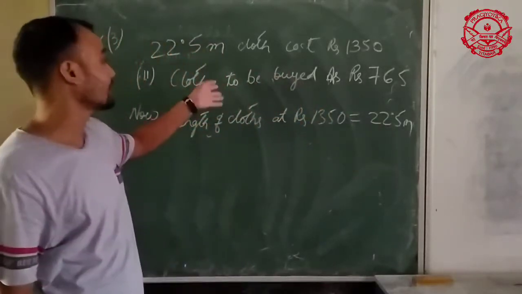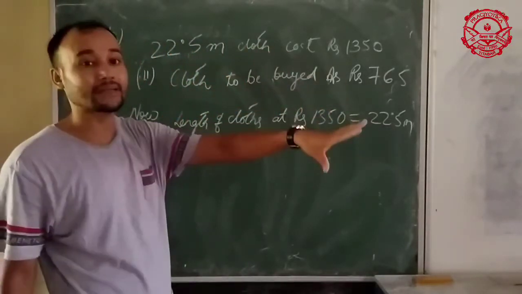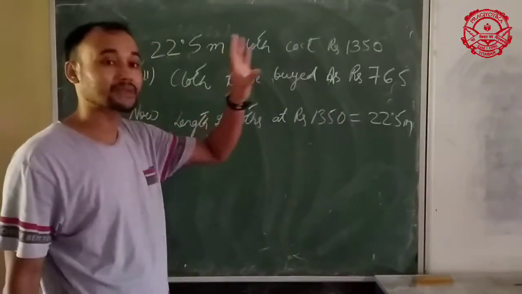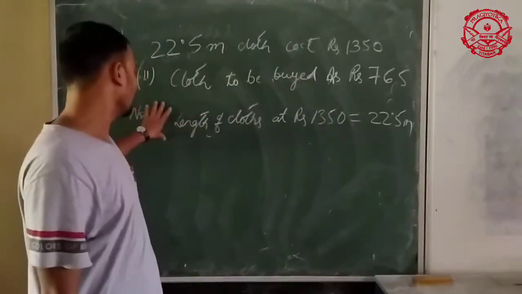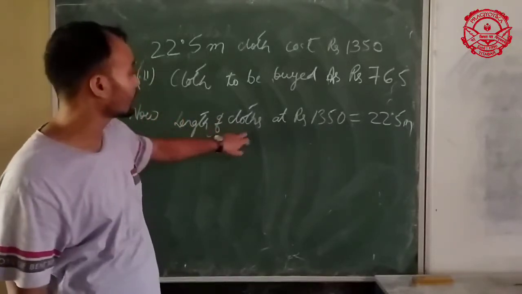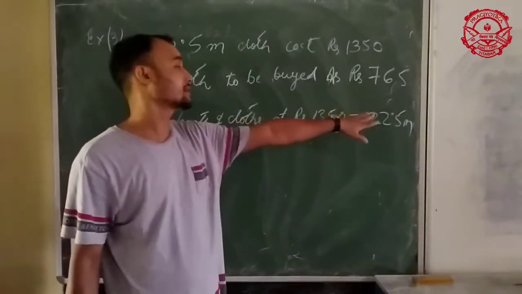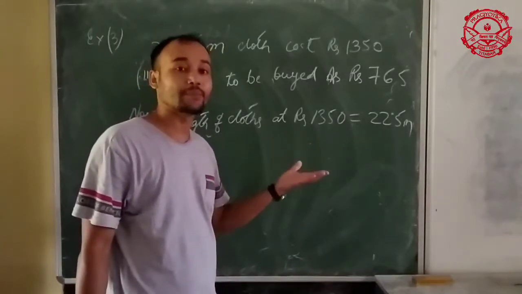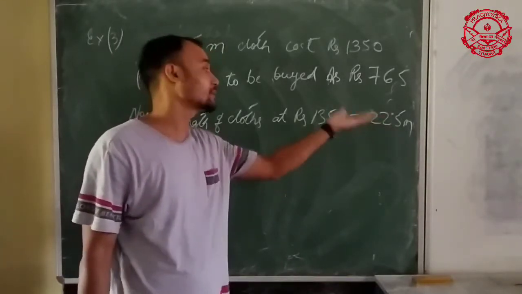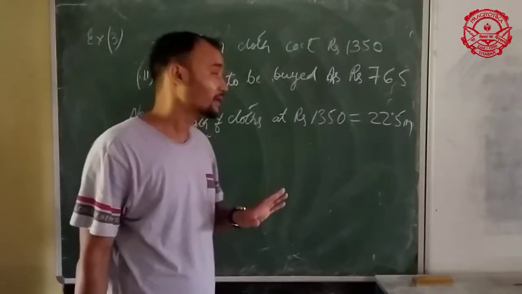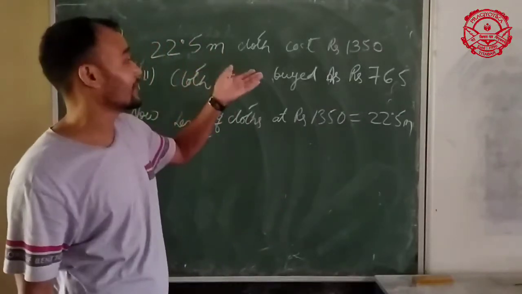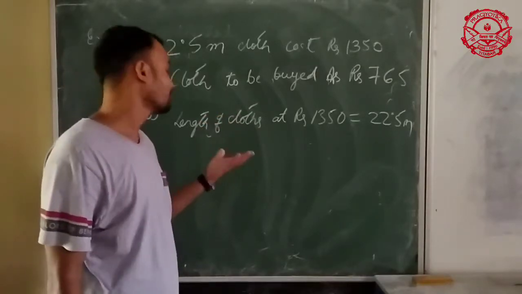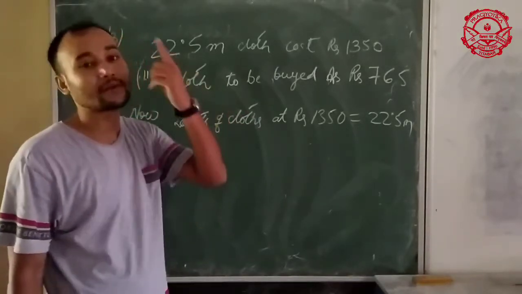Now they are asking that I am giving this amount of money, how much cloth can you buy, or how much length of cloth can you buy. See, the question says that the length of cloth at rupees 1350 is 22.5 meter. If I give 1350 rupees to a shopkeeper, he will give me 22.5 meter of cloth. Now the question is 765 rupees. How much cloth do you get? You find how much cloth I am getting for 1 rupee.